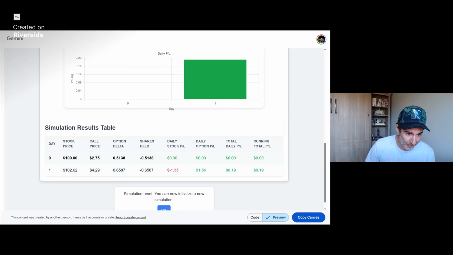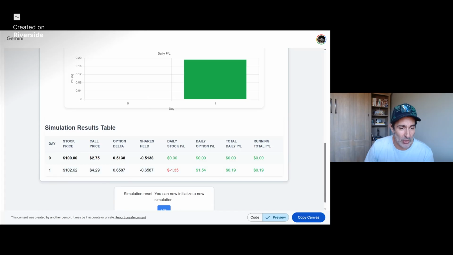Your calls go up from 275 to 429. Obviously there was some gamma involved here too. We don't even talk about gamma, but that's why the delta of this 100 call that you own is now more in the money than it used to be. It's now almost a 66 delta option after the stock goes up $2.62, so the delta of the option increased by 14 over this move, right? Your call option went up from 275 to 429, and so you made money on the call. You made $1.54 on your call option.